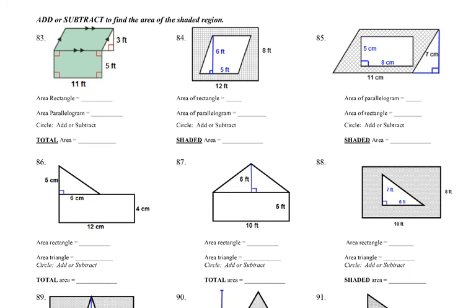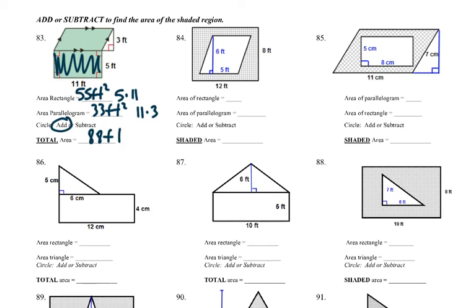Perfect. Last page. These are our either total area or shaded area. So in total area, we know we add. So we find the area of the rectangle, which is 5 times 11, 55. Don't forget the units. Parallelogram is 11 times 3, 33 feet squared. Since we're doing the total area, we add 88 feet squared.